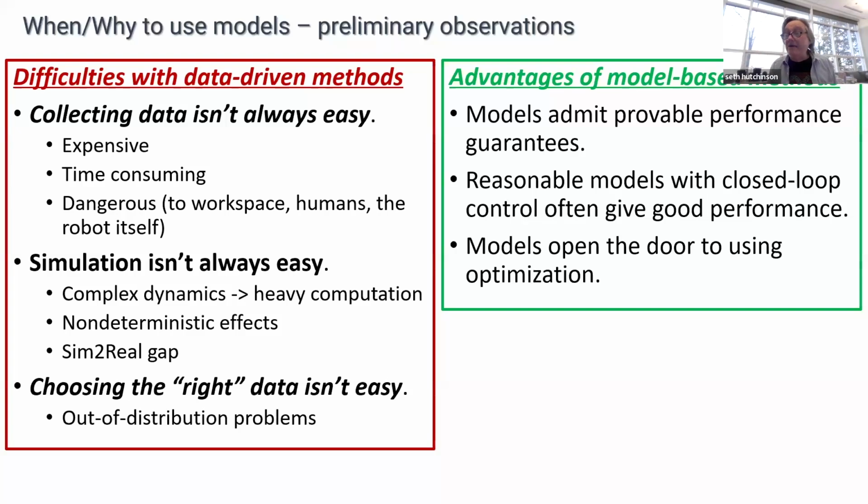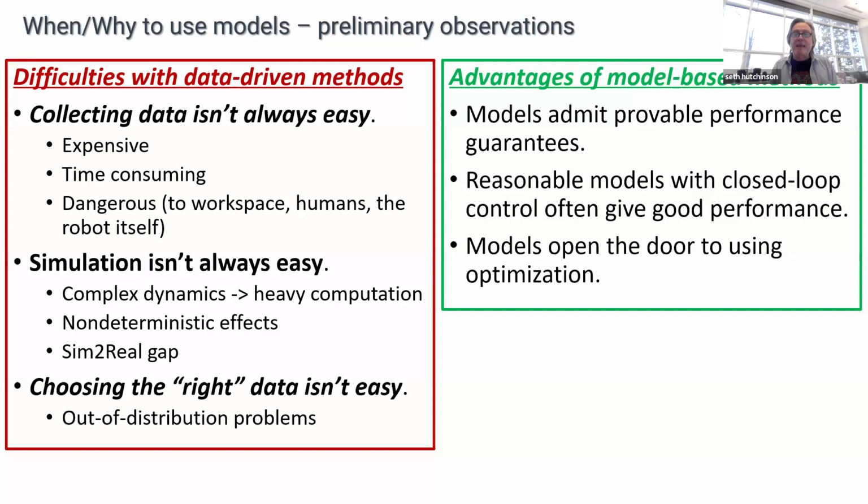So there are advantages of model-based methods in addition to disadvantages of data-driven methods. Model-based methods admit provable performance guarantees. Admittedly, the performance guarantees that you get are with respect to the models that you use. Right? So if your models are horrible, your performance guarantees may not mean very much, but you can at least prove things mathematically about the performance of your mathematical model. And to the extent that the model captures the relevant behavior of the system, you'll have good insights about the performance that you can expect.